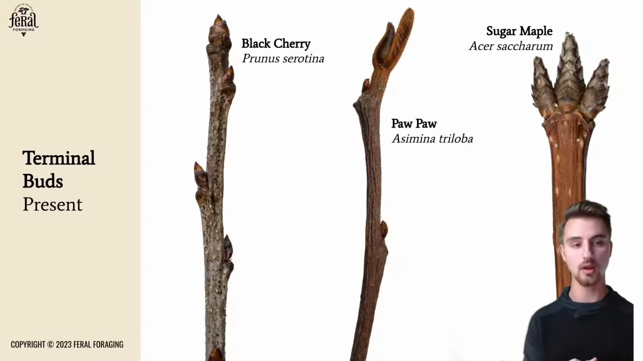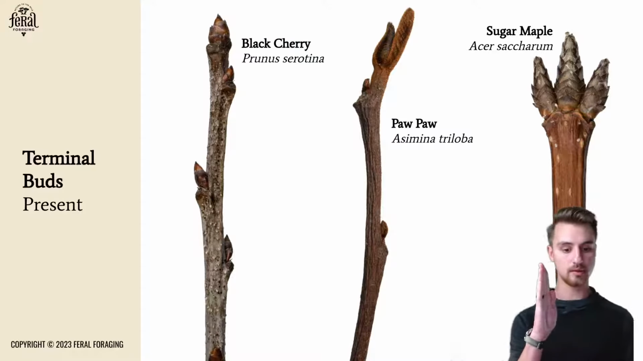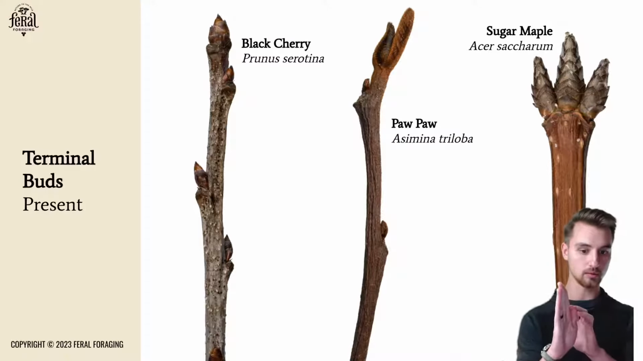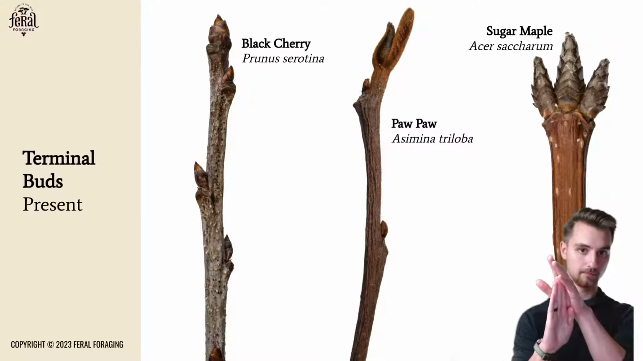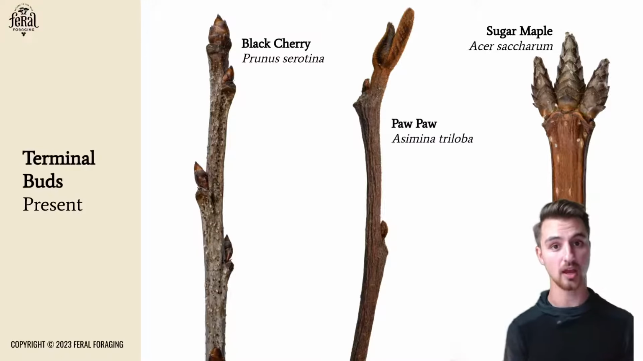We have black cherry. This one doesn't have quite as large of a terminal bud in relation to the lateral buds, but it is still there. And we'll also see that if we're following the twig, it almost goes straight into the terminal bud. That's usually the case.